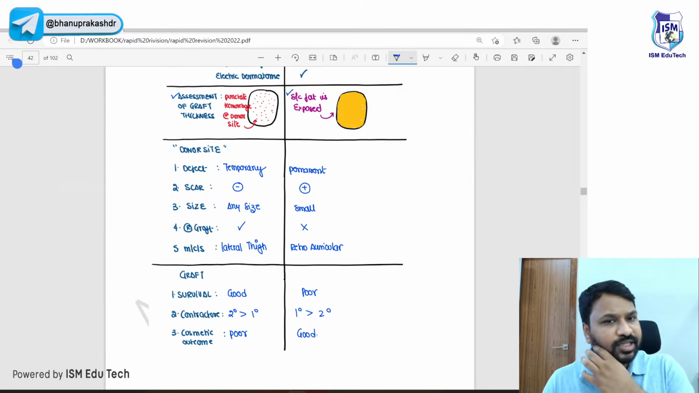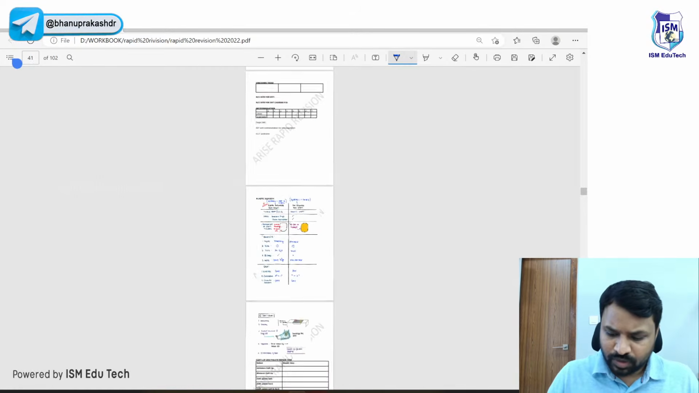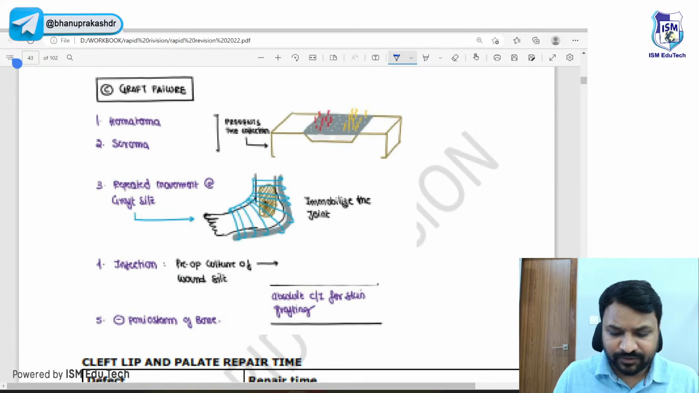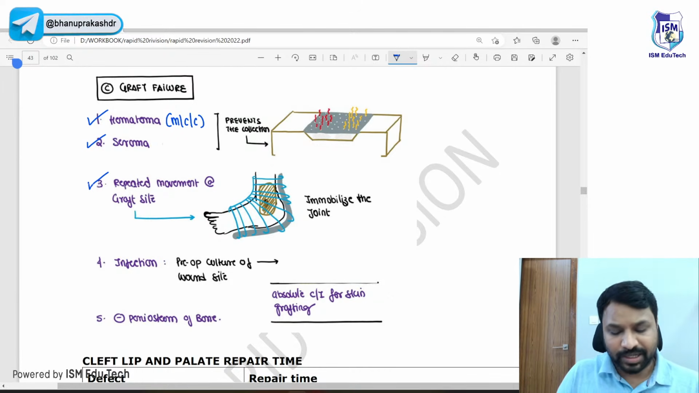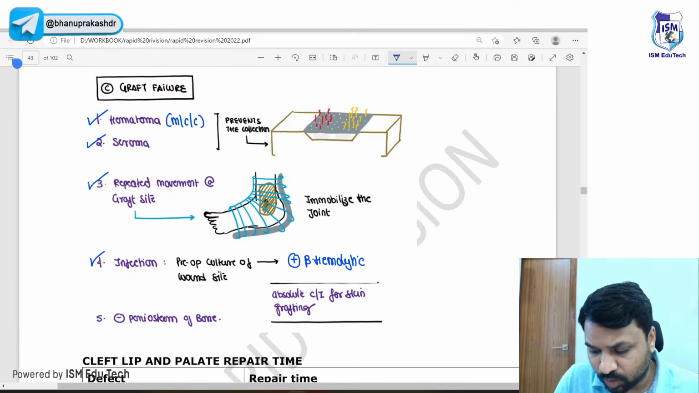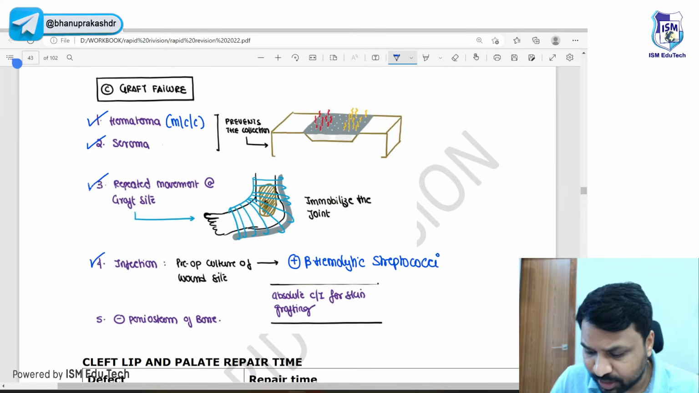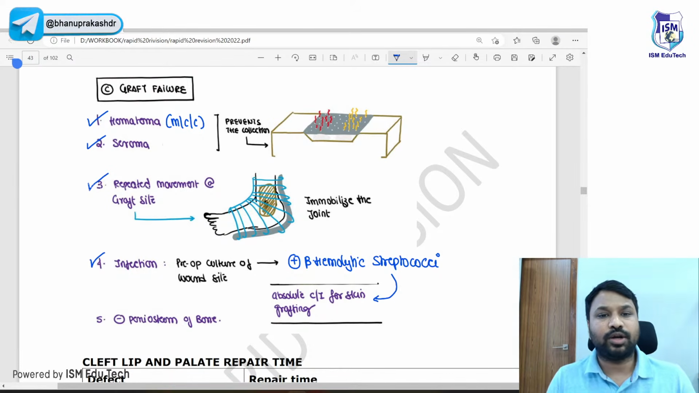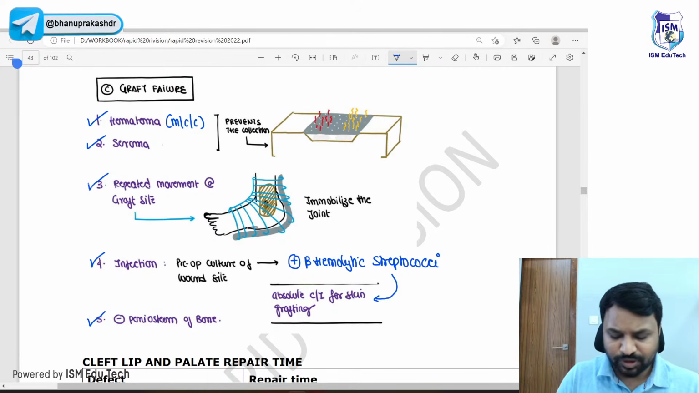Okay. So this is with respect to skin grafting. That is very, very important. Now, what are the reasons for graft failure? There are the following reasons. We have hematoma and seroma. Hematoma is the most common cause of graft failure. Then you have seroma, repeated movement at the graft site, and infection. Remember, if there is presence of beta hemolytic streptococci, it is an absolute contraindication for skin grafting. Also, absence of periosteum of the bone.